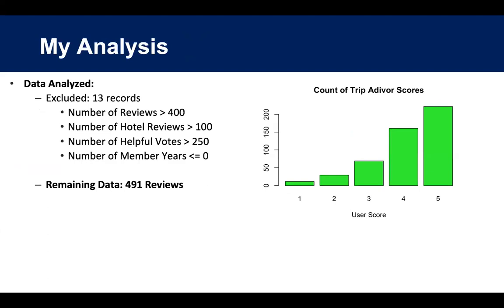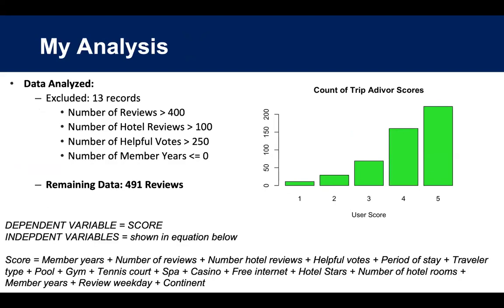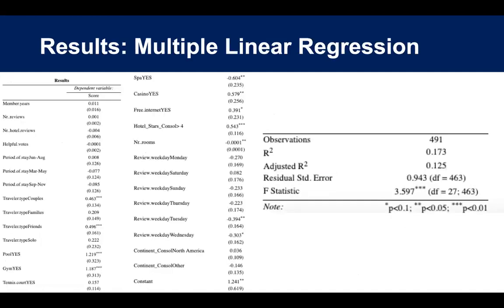So I actually was able to analyze this data. So this data was made publicly available. So I had about 490 reviews in my data set. And so my dependent variable was score, the user score. And then I had a number of independent variables, including variables associated with the user themselves, and also the hotel as well. So here are my results here from doing just multiple linear regression.